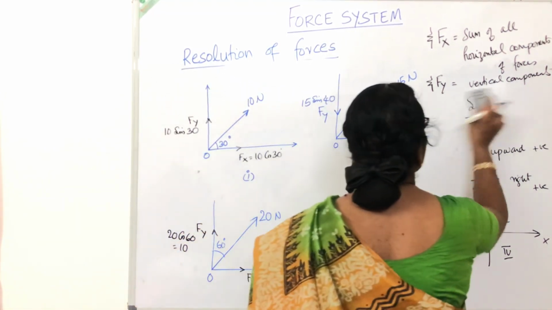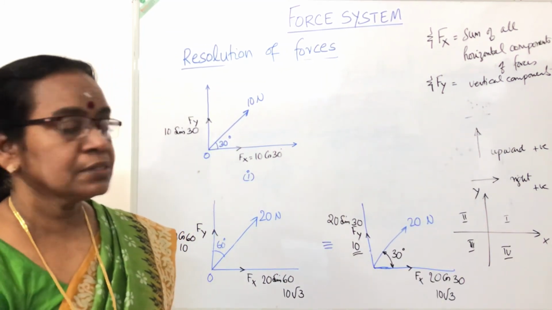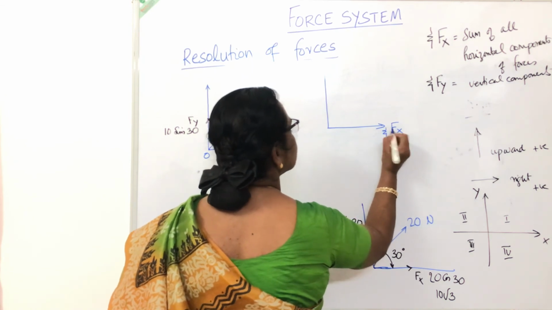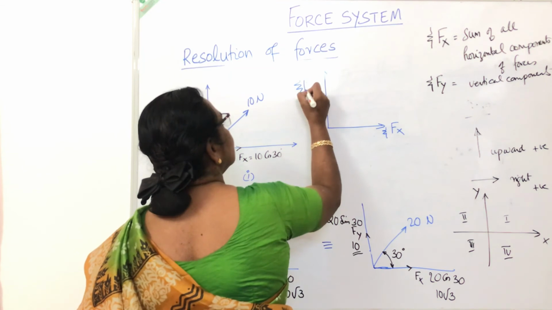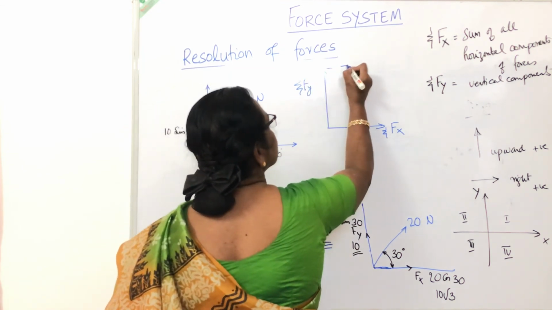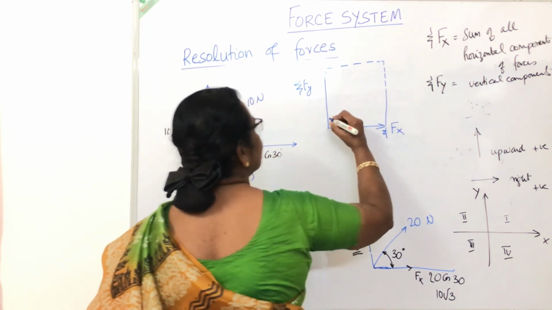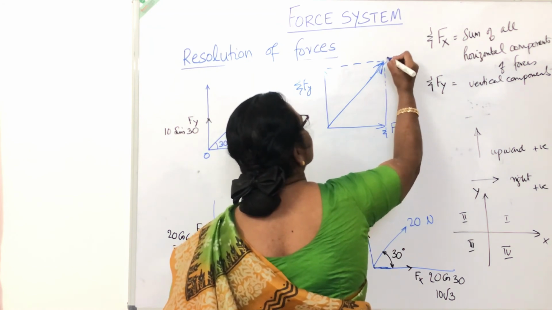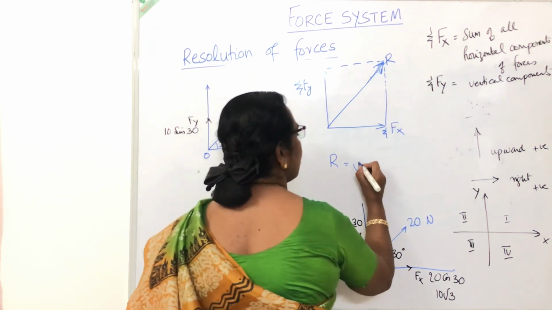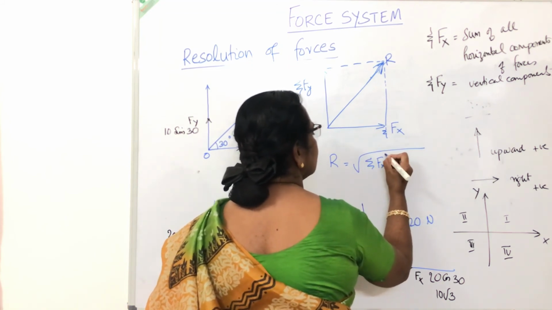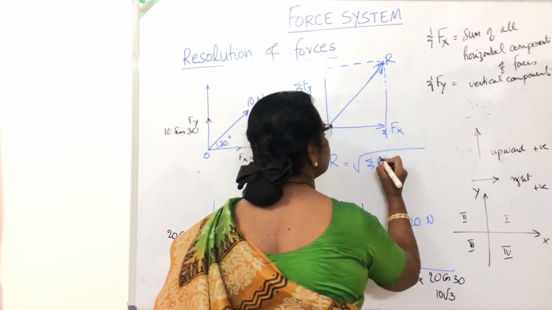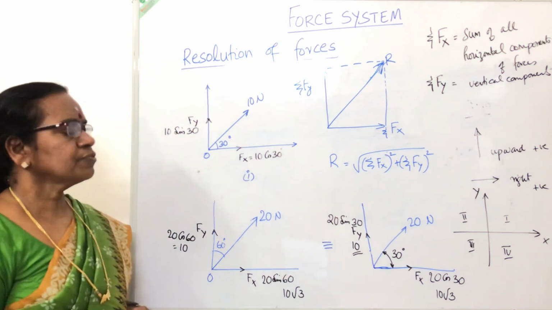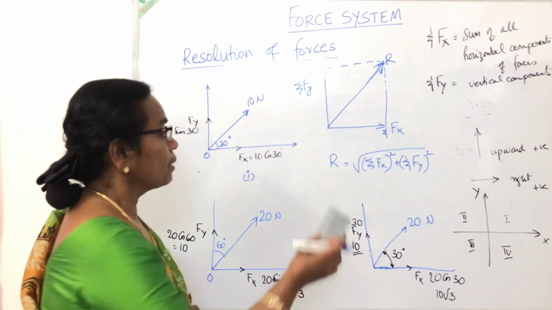Then the resultant is given by the sum of all the horizontal components and the sum of all the vertical components. These two are mutually perpendicular. This is sigma Fx, the sum of all the horizontal forces put together, and sigma Fy, the sum of all the vertical forces put together. The resultant R is given by the square root of sigma Fx the whole square plus sigma Fy the whole square, which will give you the magnitude of the resultant.